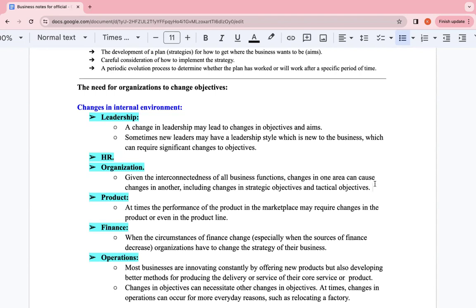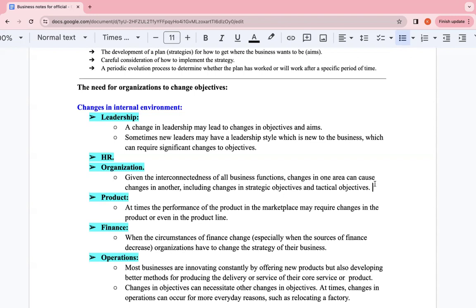So most businesses are innovating constantly by offering new products, but also developing better methods for producing, delivering or servicing their core service or product. Like I said, in the day and age we live in, especially with the technological advances, many times businesses are coming up with new production processes. Usually, when it comes to machinery and capital, when they're producing their products in order to be faster and more efficient, even cheaper at times in the long term, they will change.